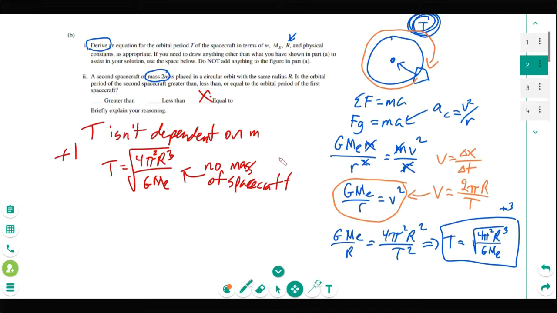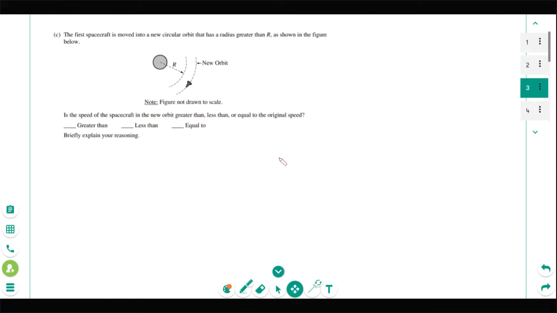And the last part to this question: we're taking that spacecraft and we're now throwing it into a bigger orbit. Are we going to go faster, slower, or the same as the speed we had before? So we take this spacecraft, we move it to another bigger, stable orbit. And are we going to go faster, slower, or the same? Explain your reasoning.